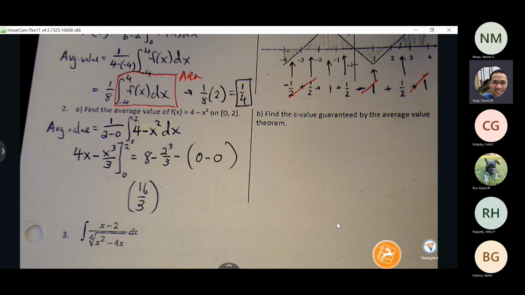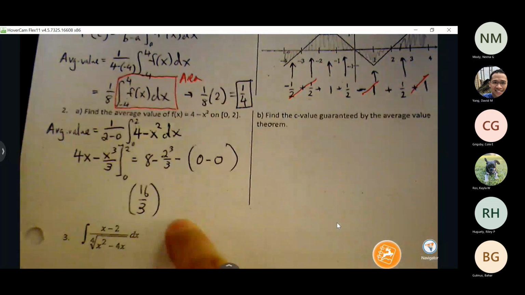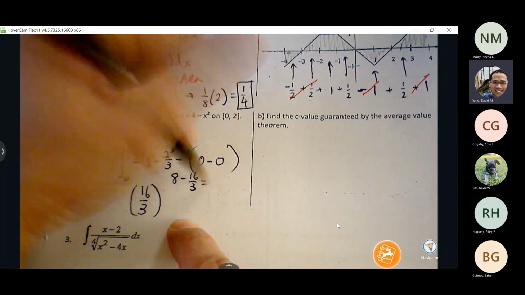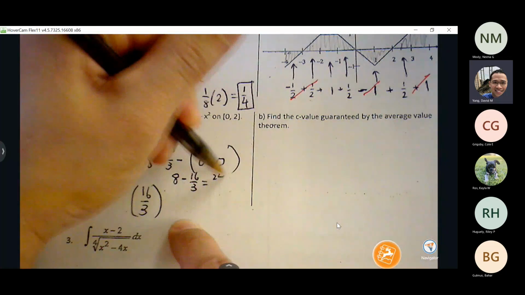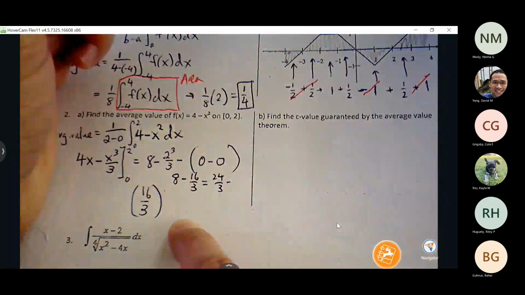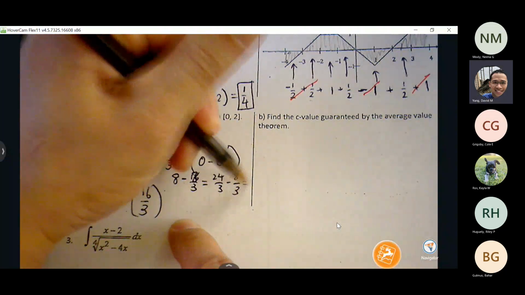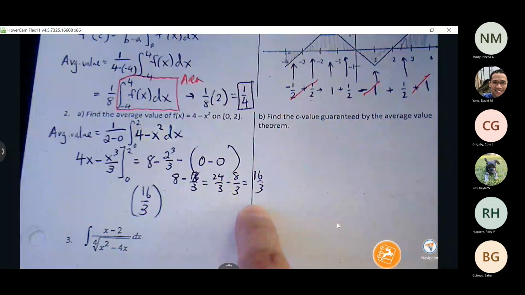Wait, why is it 16 over 3 instead of like negative? So 8 minus 8 over 3 is 24 over 3 minus 8 over 3, which is 16 over 3. Okay. Right.